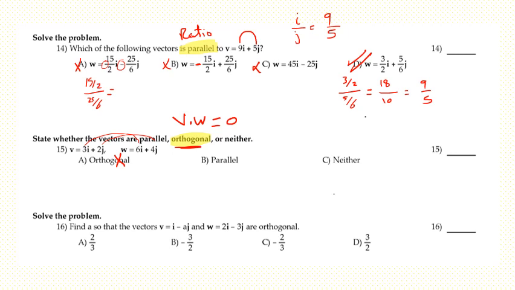Let's find the ratio between i to j in V. Let's say 3 over 2. And here 6 to 4. 6 to 4 is equal to 3 over 2. So they are parallel because they have the same ratio. Some of the students call it the same slope.